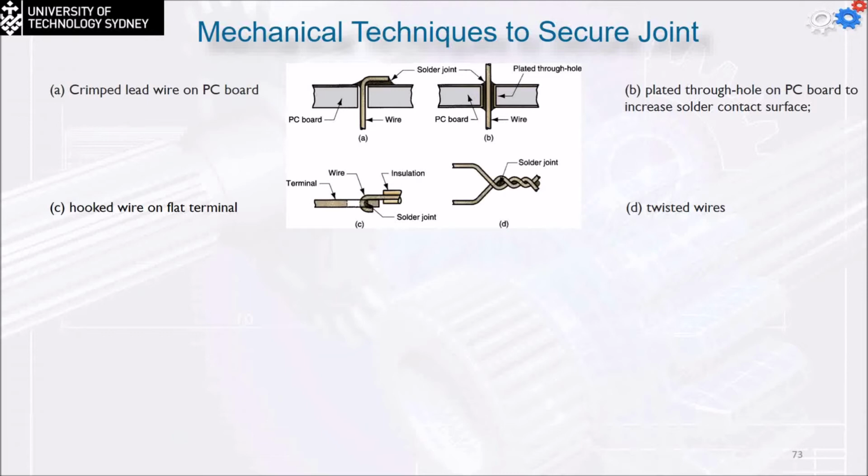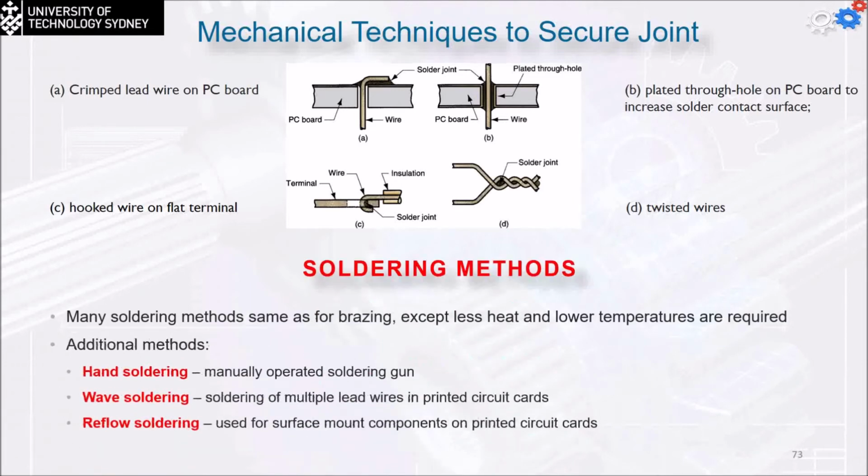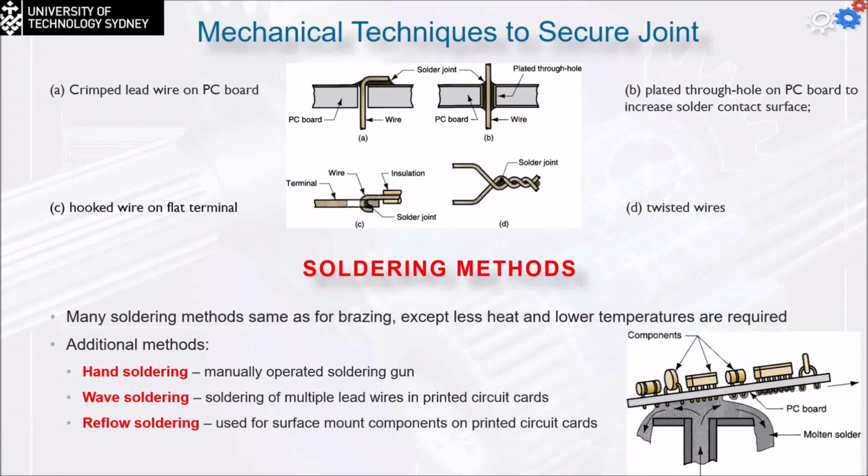The soldering methods can be done by hand, and this is the most common one. It can be done by wave soldering, and we can also do reflow soldering. Now, this is the wave type. I simply spray the joints with the molten solder, and it solidifies. This is very commonly used in manufacturing big electrical boards.